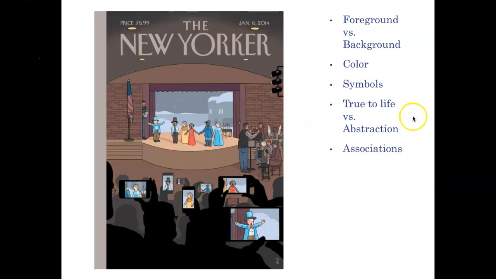So as far as true to life versus abstraction, this is a true to life situation. How many times have you gone to a performance, even concerts like Coachella or some type of, well, I don't know, I'm thinking of Coachella, where people are enjoying the music, but they're so in tune to their screens that you almost feel like it's a removed experience, right? And that in and of itself is an association that I'm having, right?